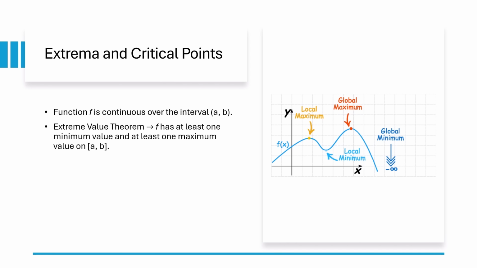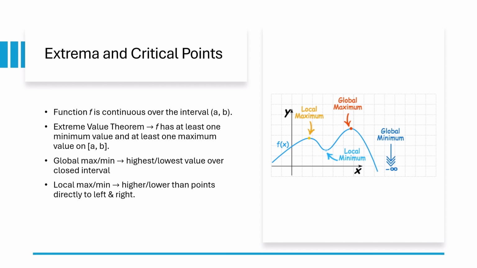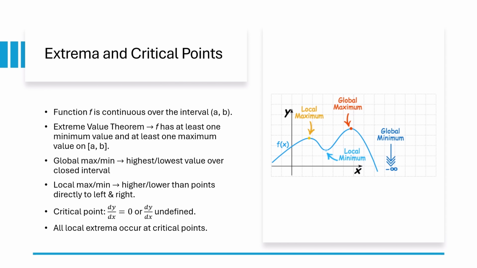Say we have a function f that's continuous over the closed interval from a to b. The extreme value theorem guarantees that f has at least one minimum value and at least one maximum value on the closed interval from a to b. A global max or min is the highest or lowest value over a closed interval, while a local max or min is simply higher or lower than points directly to the left and right. A critical point is defined as any point where the derivative equals 0 or the derivative is undefined, and all local extrema occur at critical points.